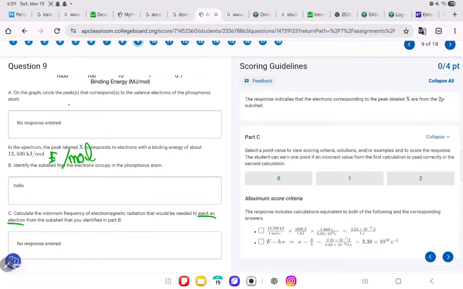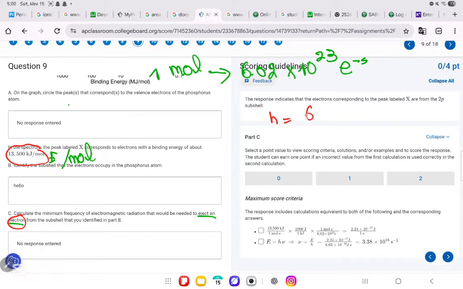We know that in 1 mole, according to Avogadro, there should be 6.02 times 10 to the power of 23 electrons, or particles. So we need to use Avogadro's number. Basically, what they're telling us is this is the energy per mole. We need to change it to energy per electron because we need to eject a single electron. So now Planck's constant is 6.63 times 10 to the power of minus 34.